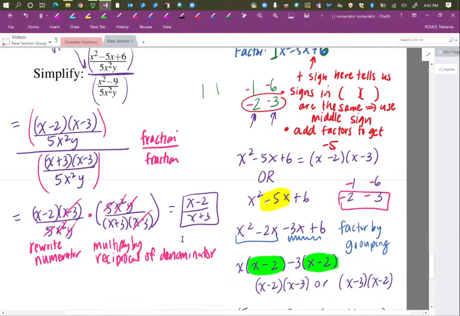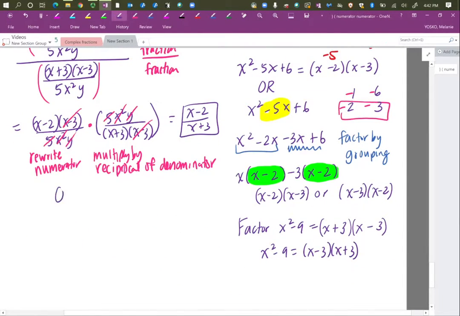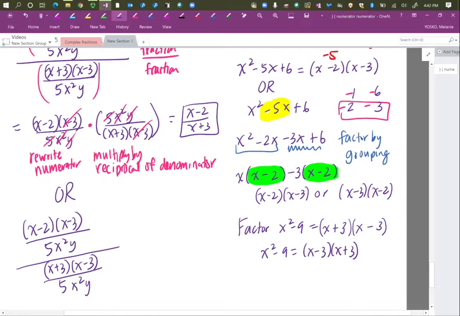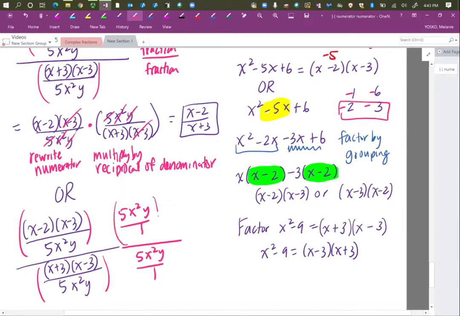There is another way of doing this. I'm going to go ahead and do it down here. So all I've done so far is just rewrite the problem. Looking at the numerator, looking at the denominator, I can multiply the top and the bottom by the same thing, by the number 1, to clear the denominators. If you notice, they both have a 5x squared y. So I can multiply this by 5x squared y over 1 divided by 5x squared y over 1. I'm multiplying by the same thing over itself, so I'm multiplying by the number 1. I'm not changing my expression.